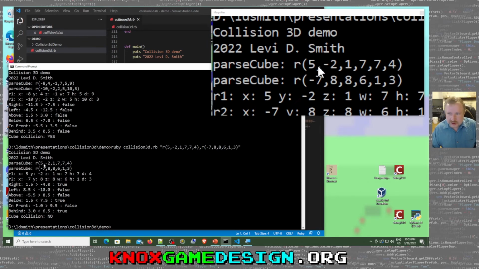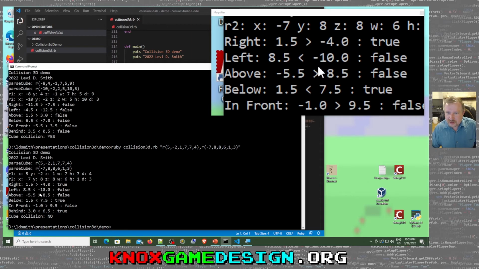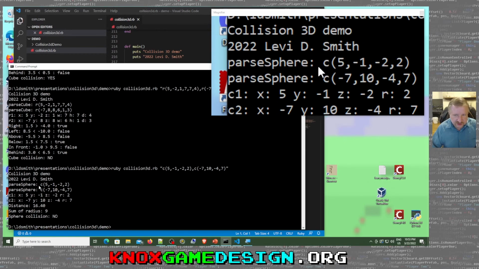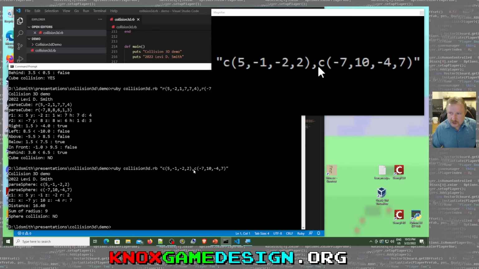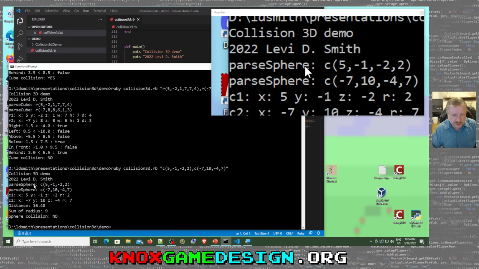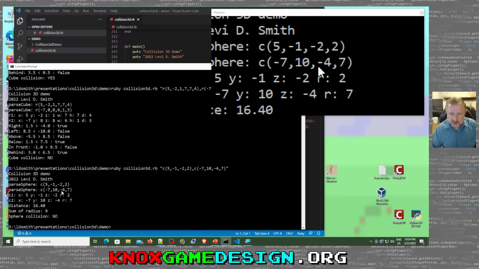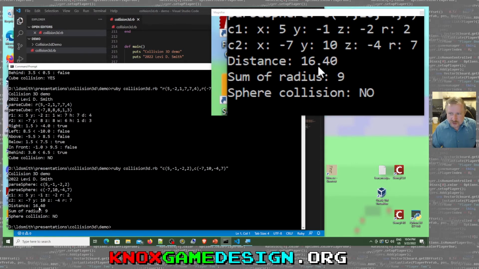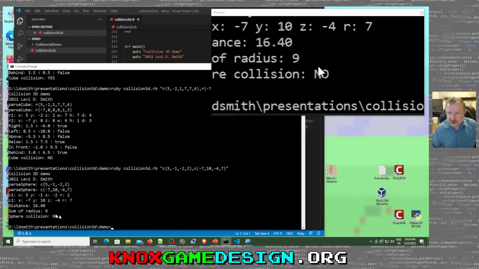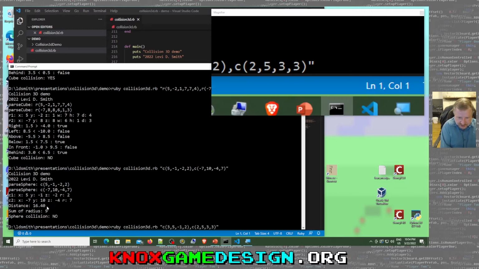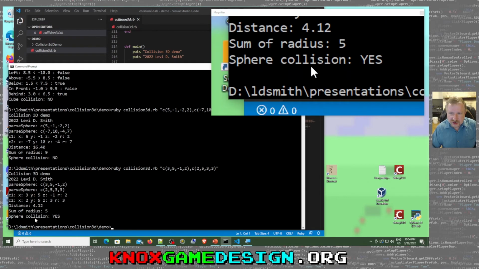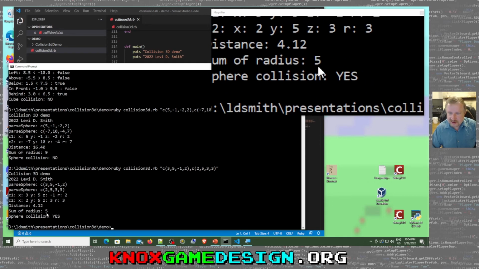So here's the second example. It reads in the values, then it finds true that it is to the right, and it is below, and it is behind. So then it says collision detection no. Here's a sphere example. And by the way, you do have to put it between double quotes. Otherwise, especially if you have spaces in here, it will see it as different parameters. So it has to be one parameter. Here it reads in your two spheres' x, y, z, and radius values, and it calculates the distance between the two center points of the two spheres, and then the sum of the radius values, and it determines that since the distance is greater than the sum of the radii, it does not collide. Then here's the other example. It calculates the distance 4.12, the sum of the radius is 5, so it does collide since the distance is less than the sum of the radius values.